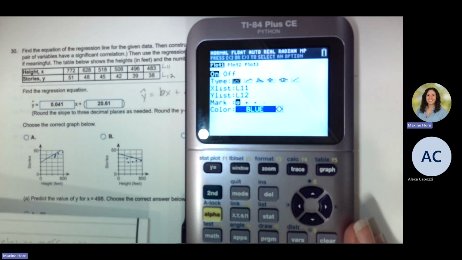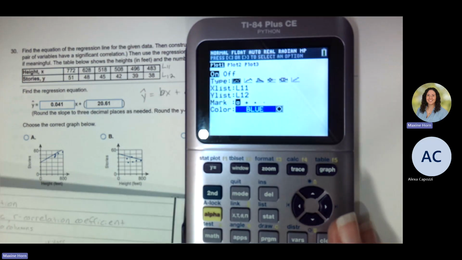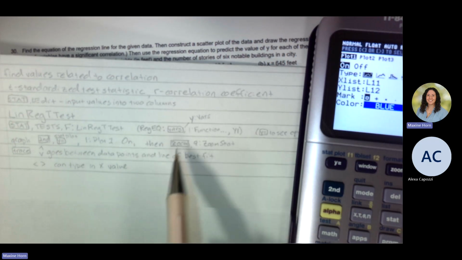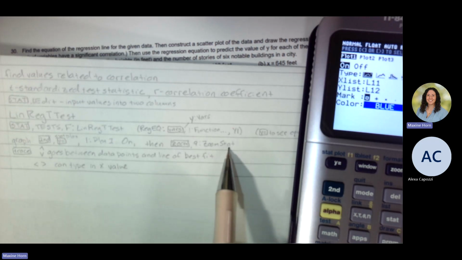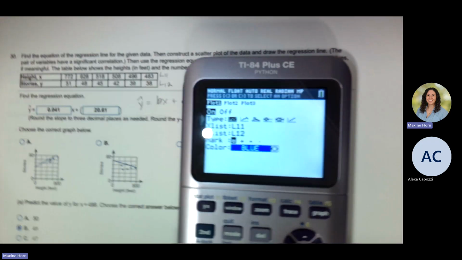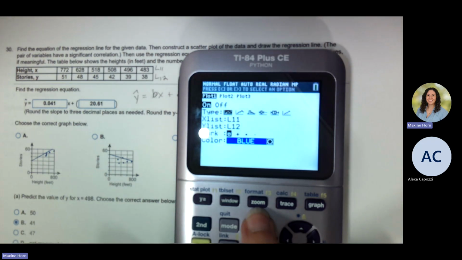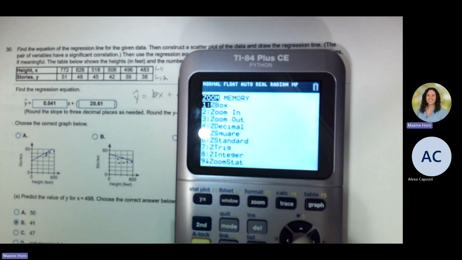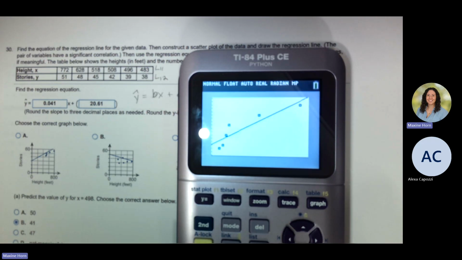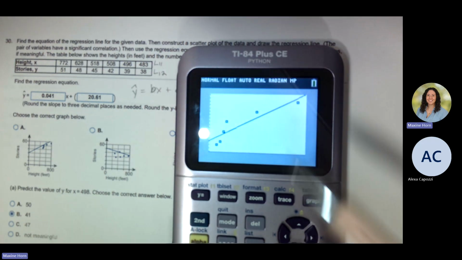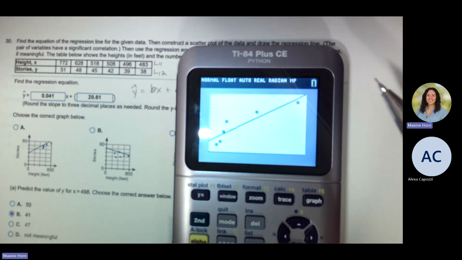And then, so in order to actually graph this, so let me pull this back up here. We need to make sure that the plot is on. Then in order to actually graph it, we have to hit the zoom button and go to number 9, zoom stat. Okay? So there's no like enter. You have to go zoom button right up here at the top. And then you go down to number 9, which is zoom stat. Okay. And it's going to do that. All right. So it's given us the dots and it's given us the line.